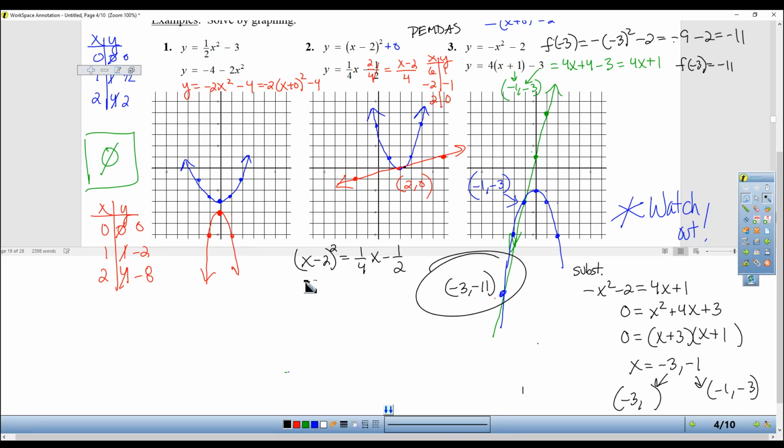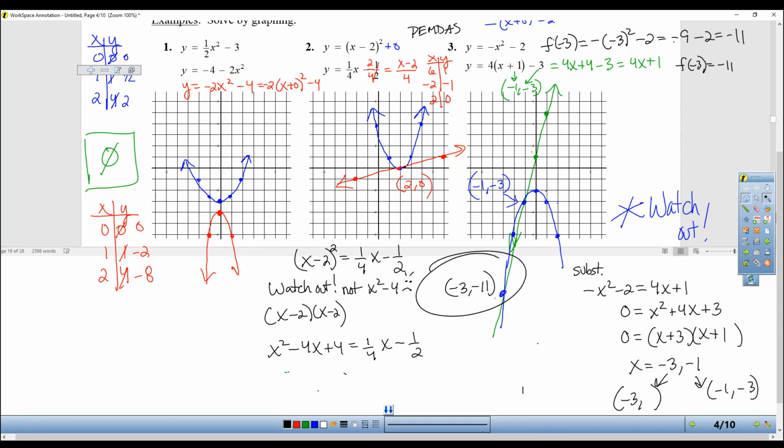So I am going to expand this. Watch out. I know, do you love all my little watch outs? It is not x squared minus 4. Bad. You have to actually multiply it out: (x - 2) times (x - 2). So I get x² - 4x + 4 is equal to 1/4 x - 1/2.